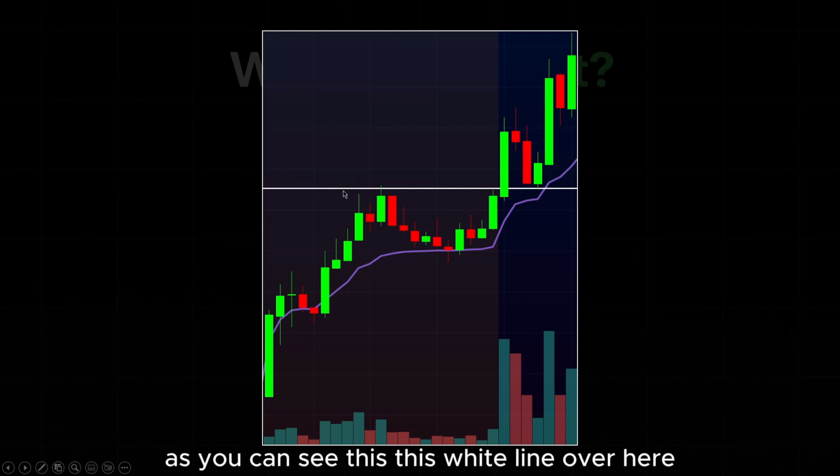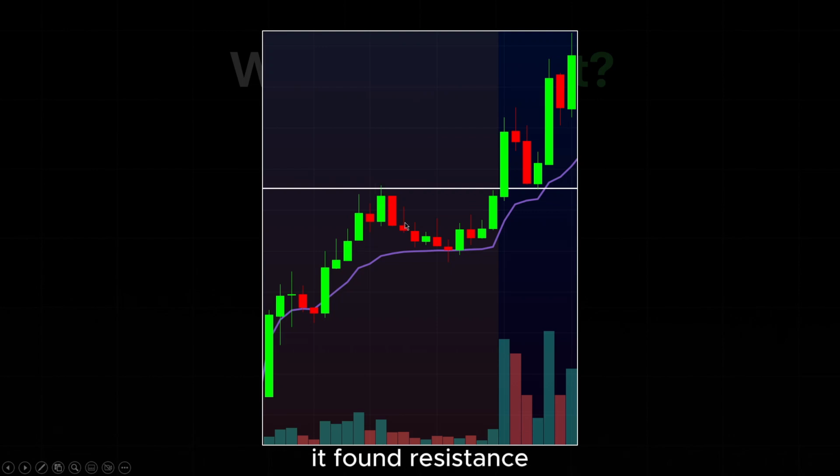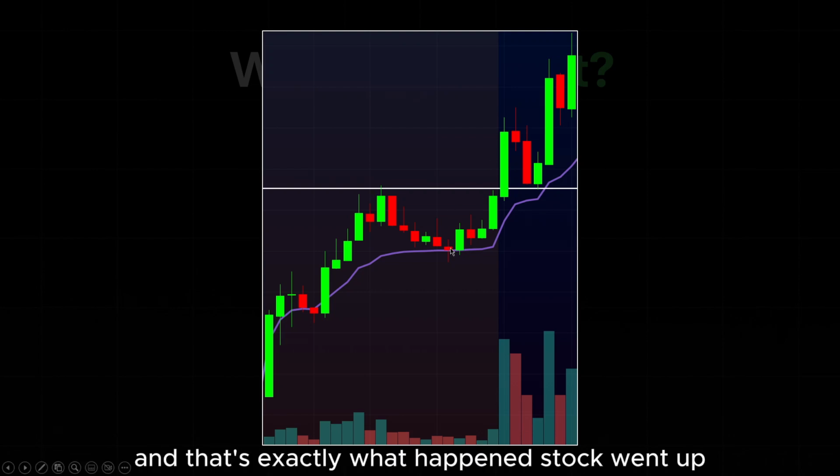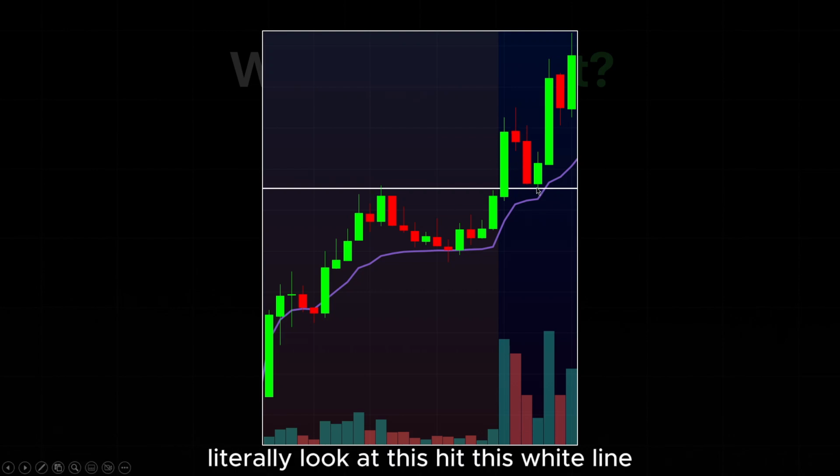So you can see this white line over here, it used to be resistance. Stock was going up, it found resistance, right? But then the stock went up again. Now, if it touches this level again, this will transform from resistance into support. And that's exactly what happened. Stock went up, hit this white line, the same white line we were talking about, and immediately went back up. So this is now support. We can confirm 100%, yes, this is support.